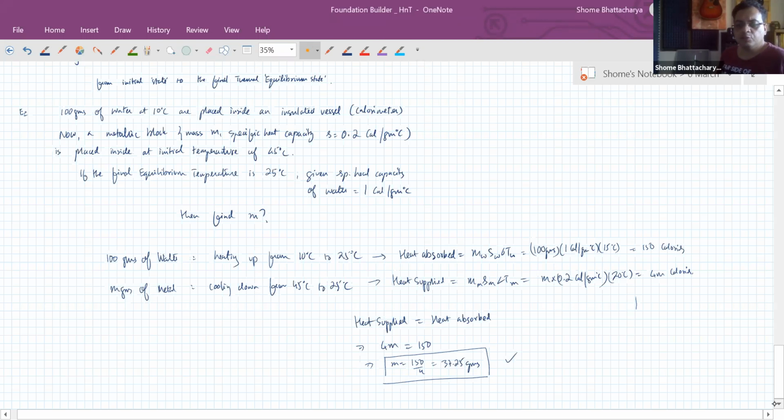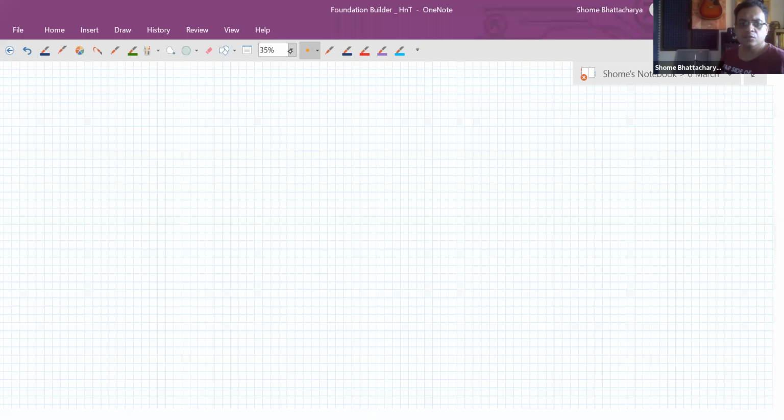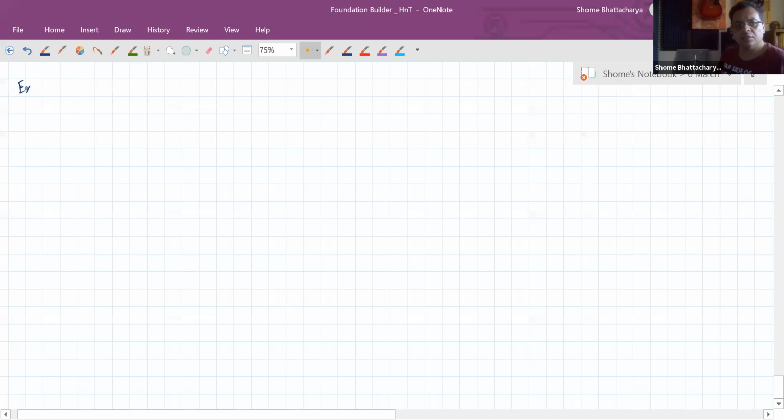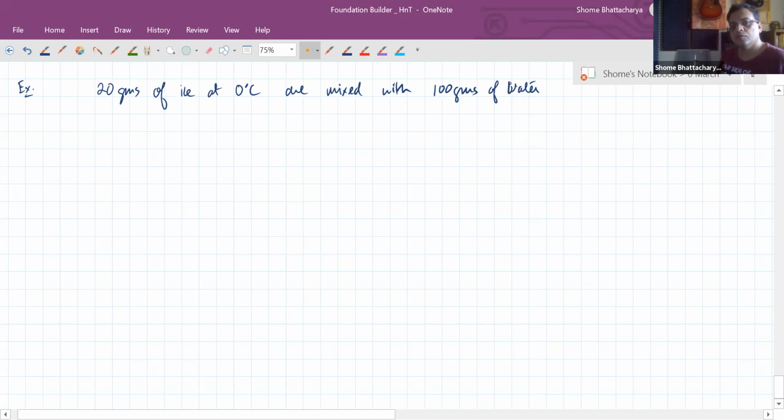Now we move on to another type of question which is a little bit more difficult than this one, because there will be a state change involved. So suppose we have a situation like this. We have 20 grams of ice at 0 degrees C mixed with 100 grams of water at 60 degrees C.